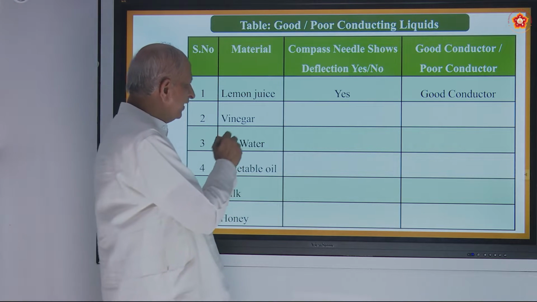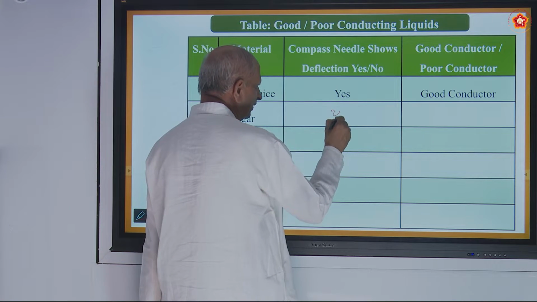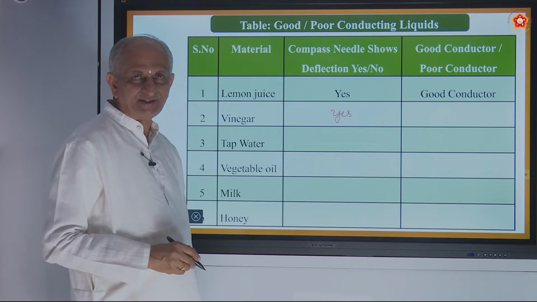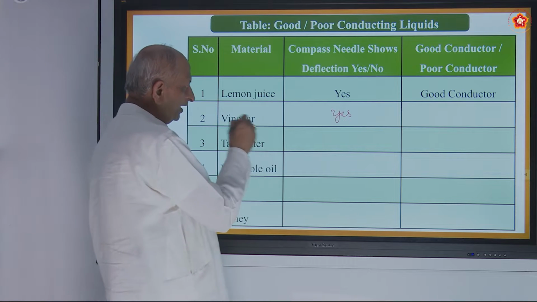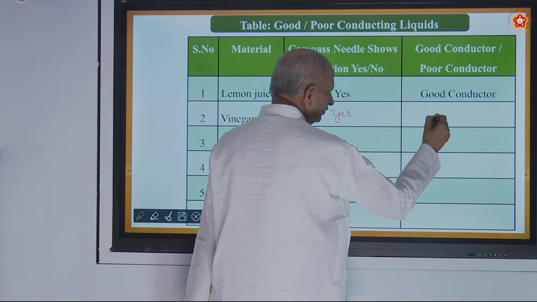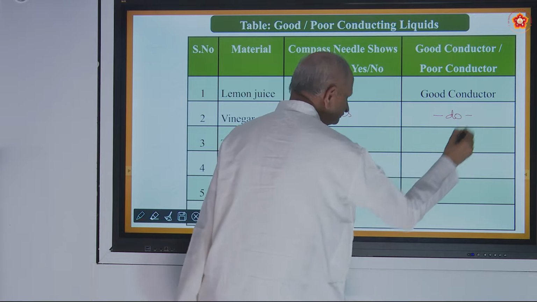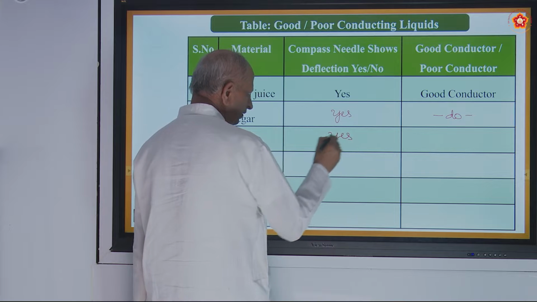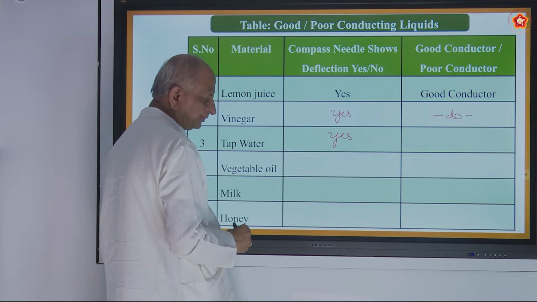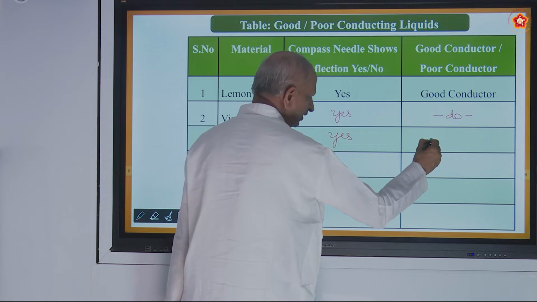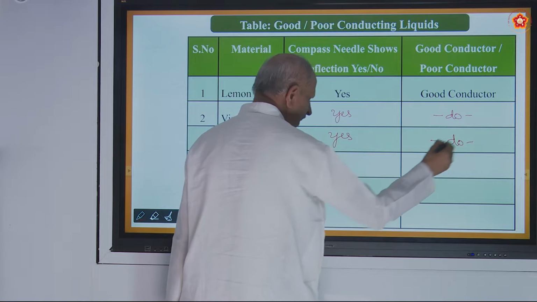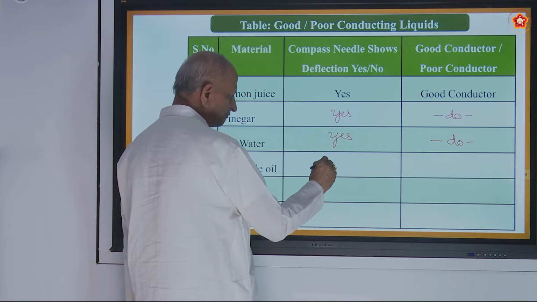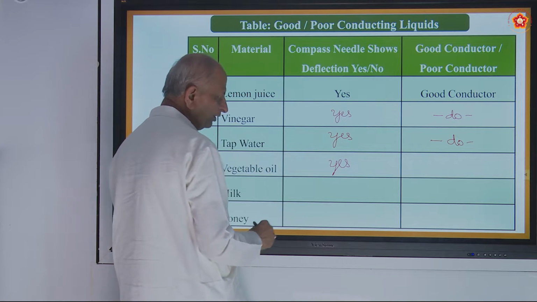Vinegar. What is vinegar? Vinegar is acetic acid in solution. It's a good conductor. Then tap water, this also, because it contains minerals and hence it is a good conductor, you can say. Then you have vegetable oils, not all, some of them. You can write no only.